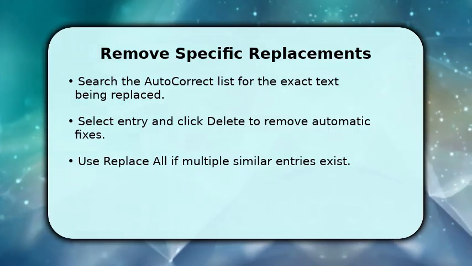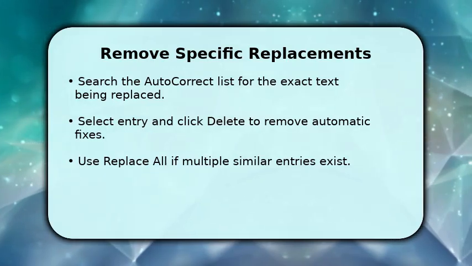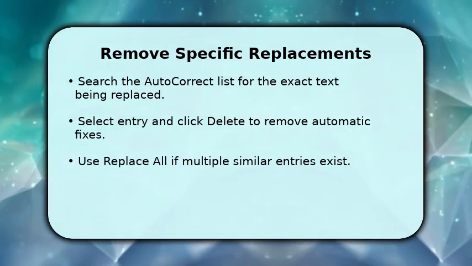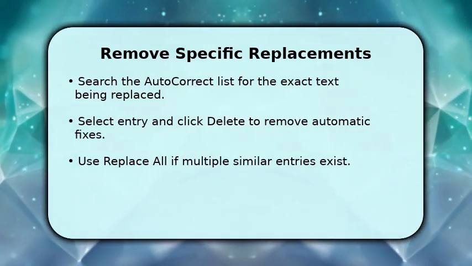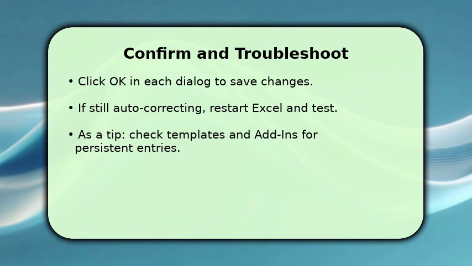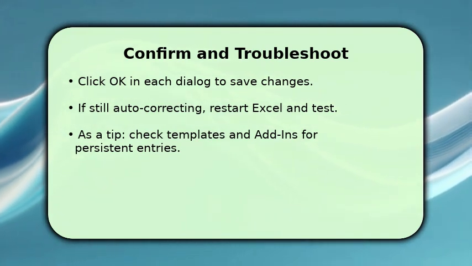If there are several variants, remove each one or use replace all in the dialog to clear a pattern, which saves time and prevents future surprises. Finish by clicking OK on autocorrect and on options so Excel saves your edits. Do not skip that step or nothing changes.